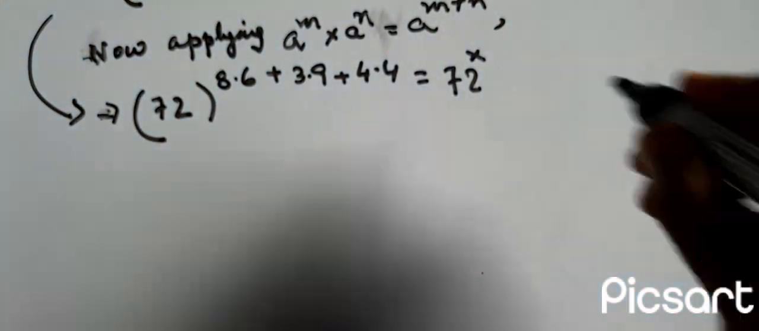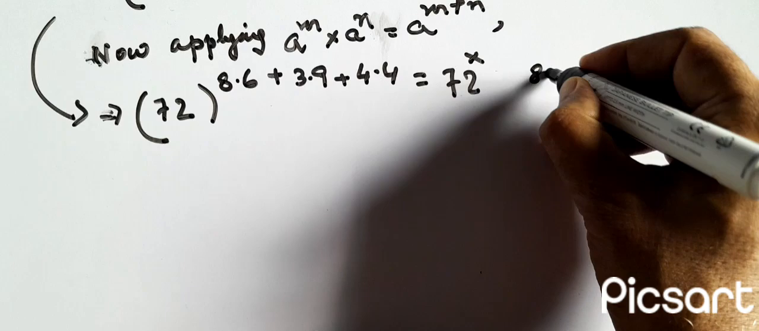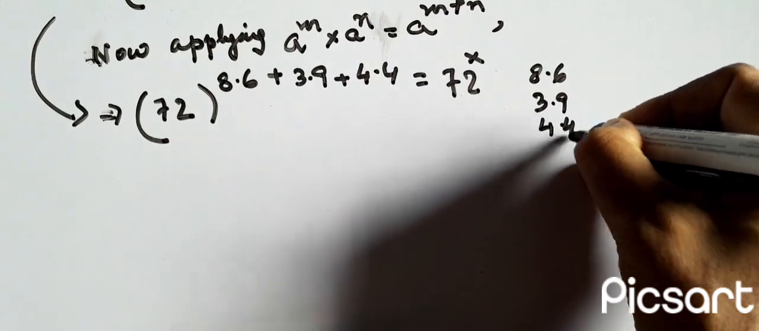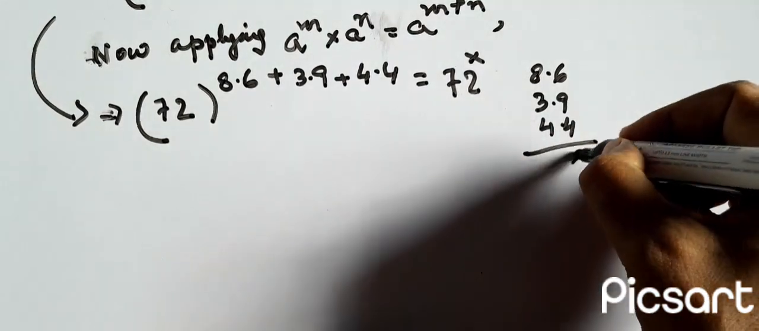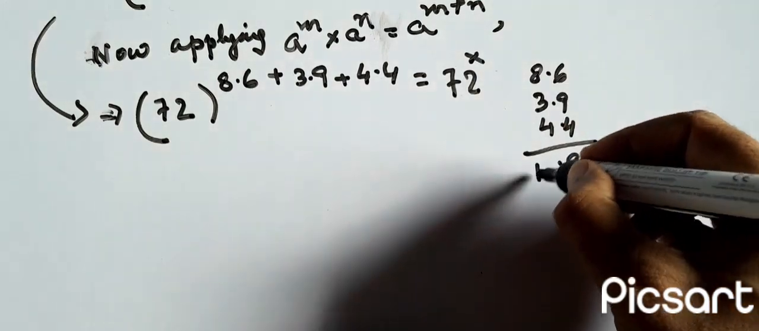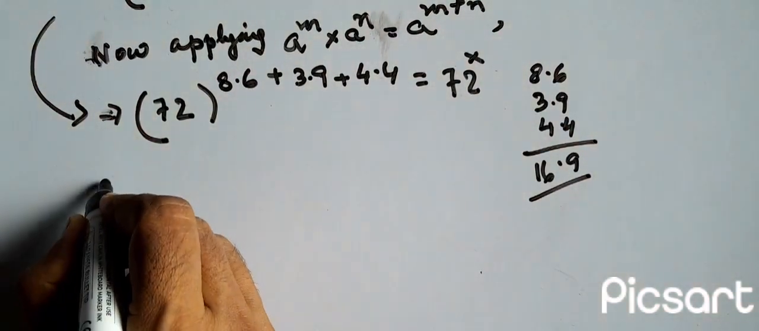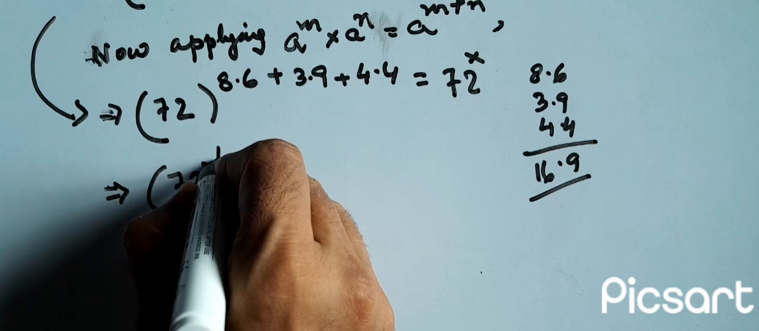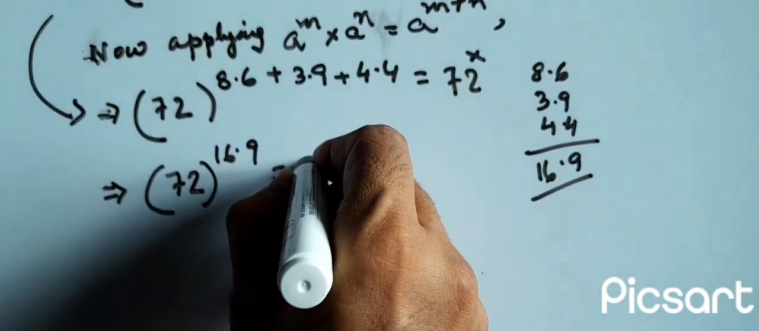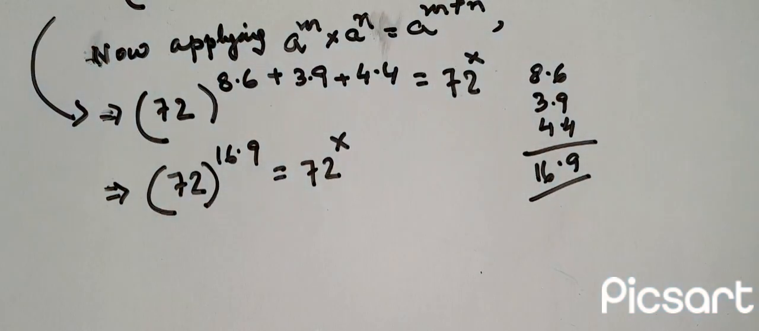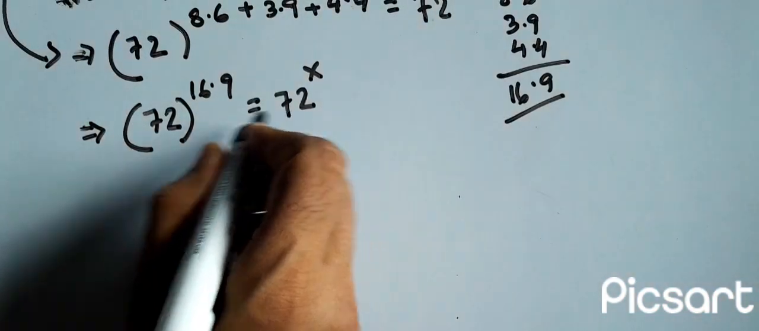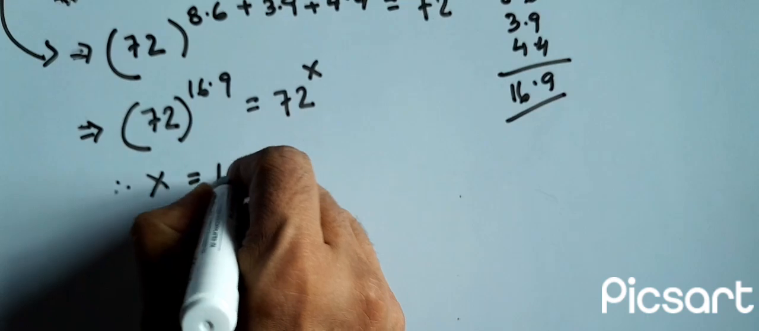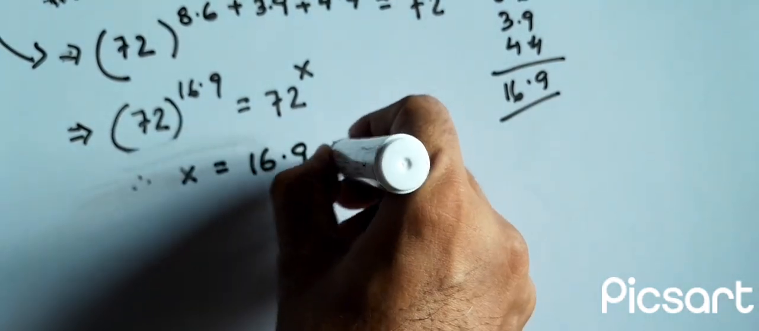Now adding 8.6, 3.9 and 4.4, we get 16.9. So we can write this as 72 to the power 16.9 equal to 72 to the power x. Now since base is same in both sides, therefore x is equal to 16.9. So this is the answer.